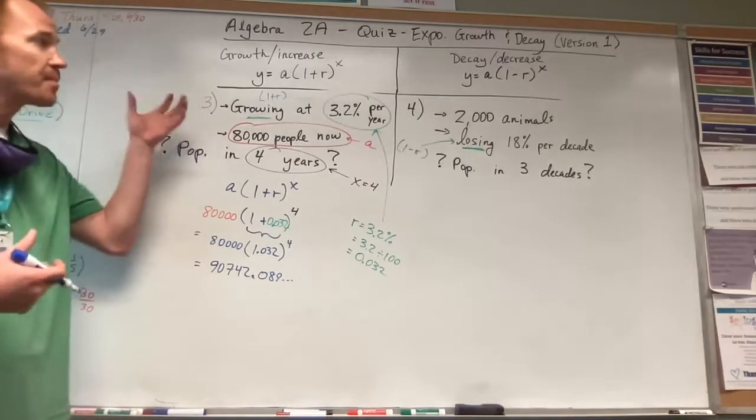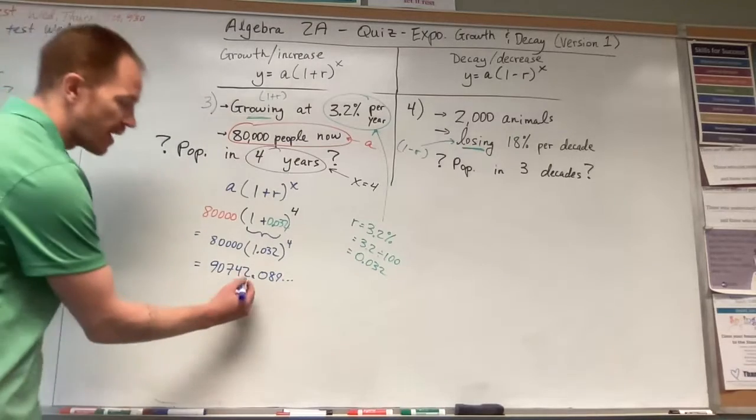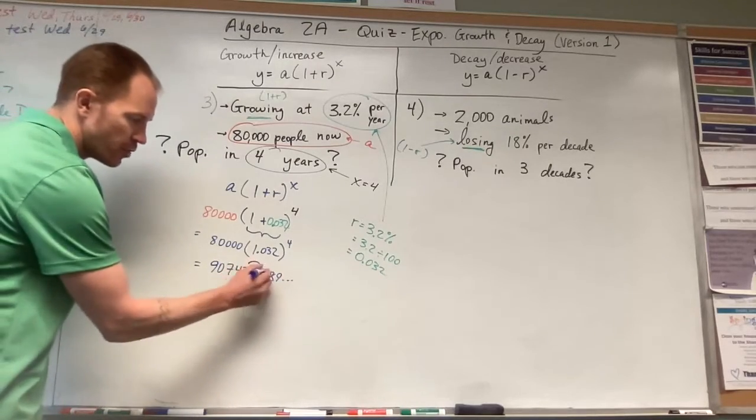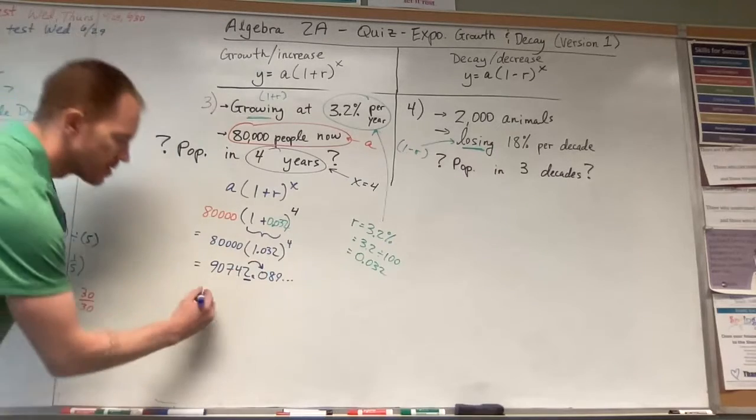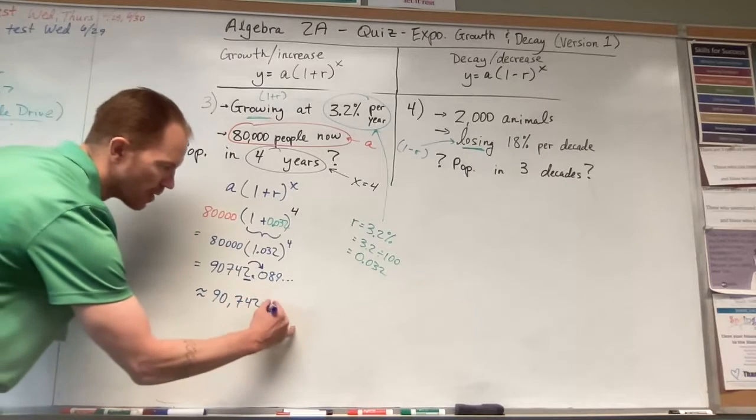And of course, I think you all know in my classroom, we're talking about people. This is a population of people. In my classroom, we need a whole number. So right now we're sitting at 2 with a 0 next to it. So this is going to be about 90,742 people.